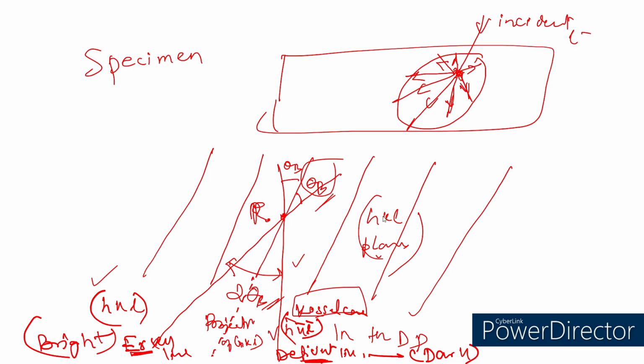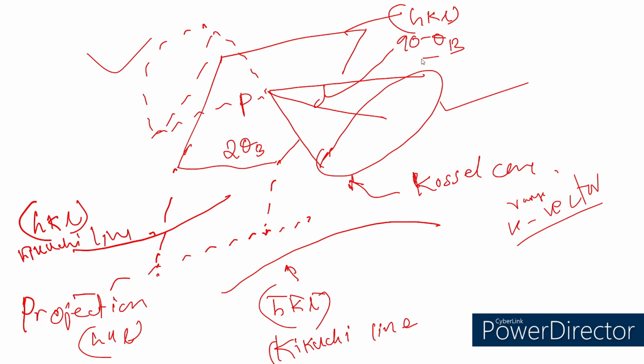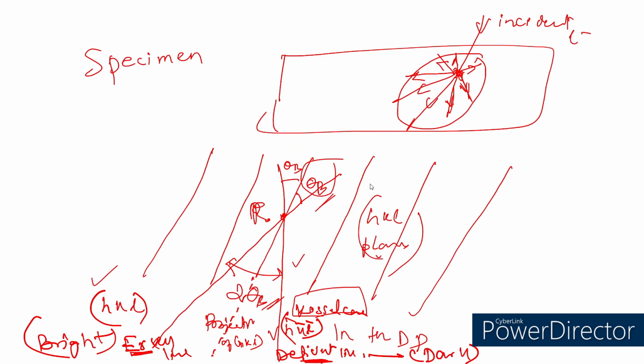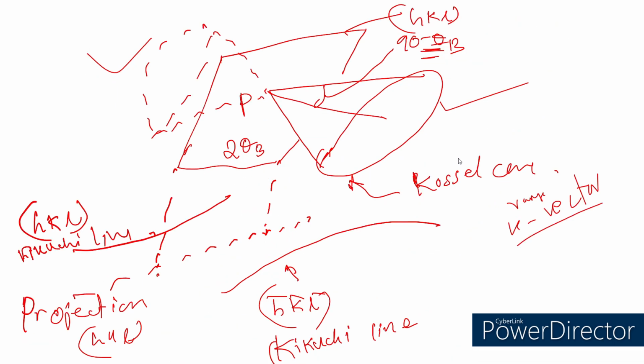The cone angle is 90 minus theta b, which is a very small angle, so we can consider it a semi angle. There is a pair of Kossel cones for the two vectors plus and minus g, and for plus and minus 2g, and so on for different planes.